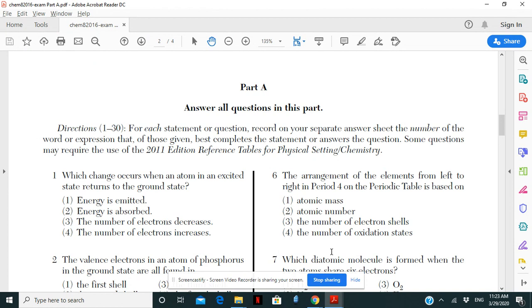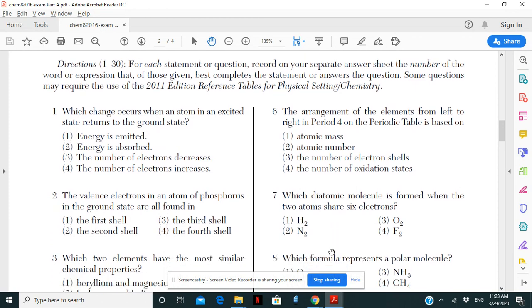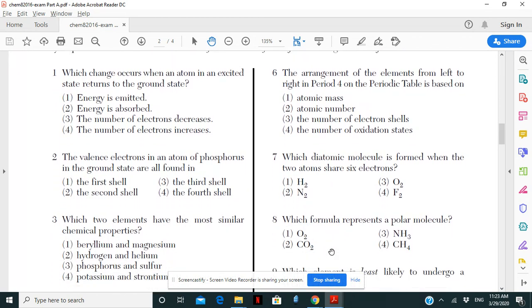Today we're going to start doing Chemistry Regents August 2016 Part A. I'm going to start from question number 1 to question number 30, that's Part A. Question number 1 says, which change occurs when an atom in an excited state returns to ground state?